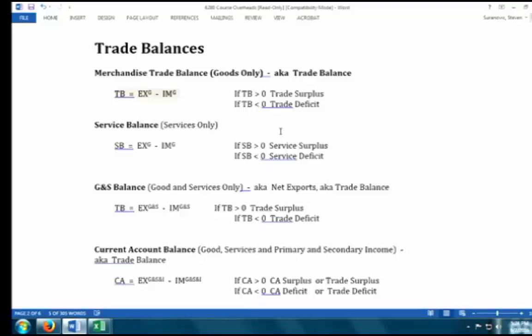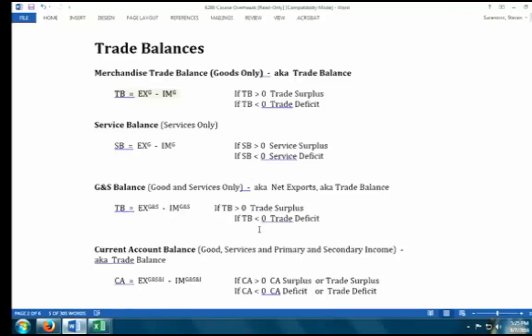So far, so good. Next, service balance. Service balance, as it indicates, is just the difference in services trade between the country and the rest of the world. So exports, oh, I've got G's there. That shouldn't be a G, that should be an S. Sorry about that. So service balance is exports of services minus imports of services. And if the service balance is greater than zero, we're going to say we have a service surplus. If it's less than zero, we're going to say we have a service deficit. Usually that balance is rarely reported and rarely indicated as such. But just to be complete, I've included it.